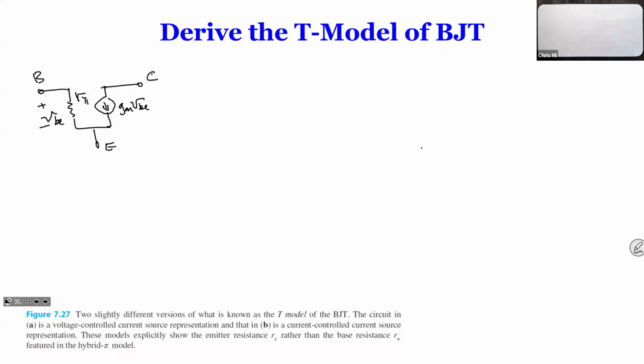So that's your typical pi model. What we are doing is going to do the same thing as what we did with the MOSFET. So we're going to add another current source.